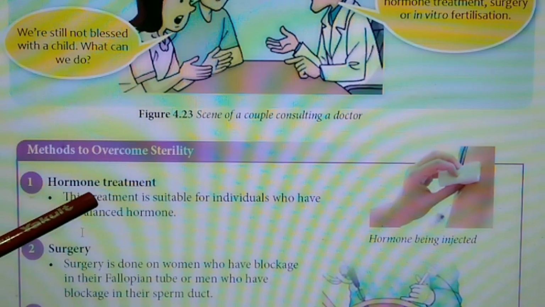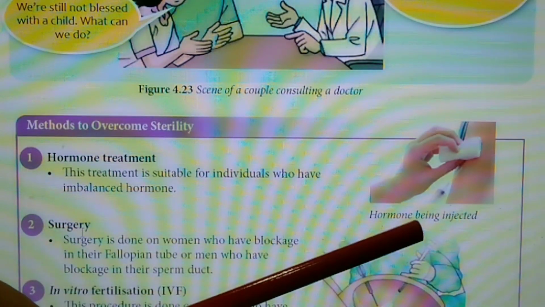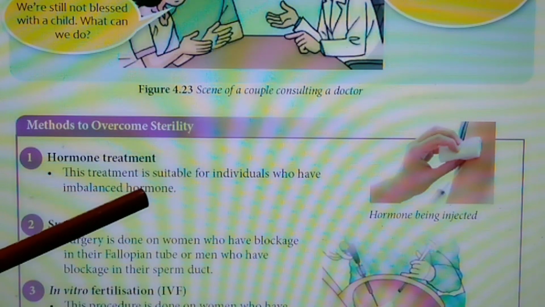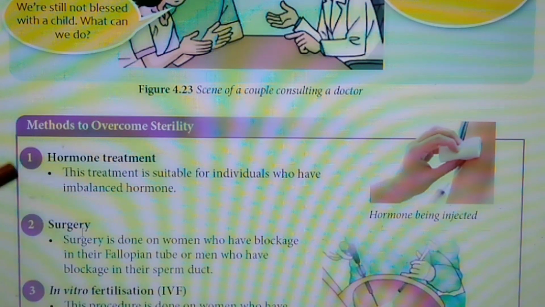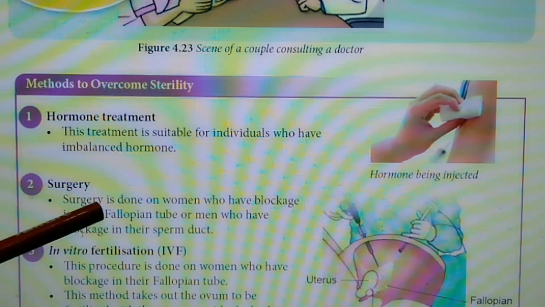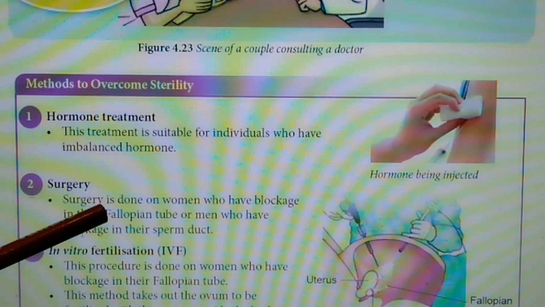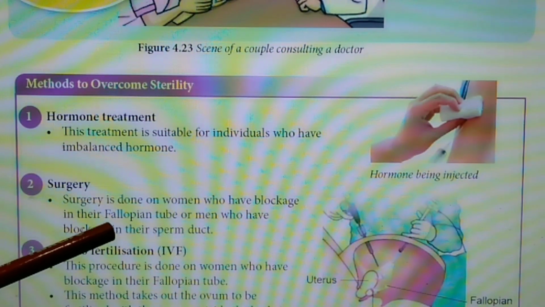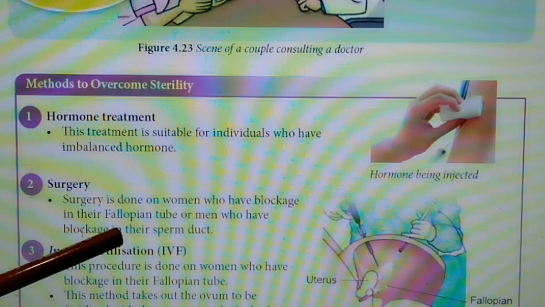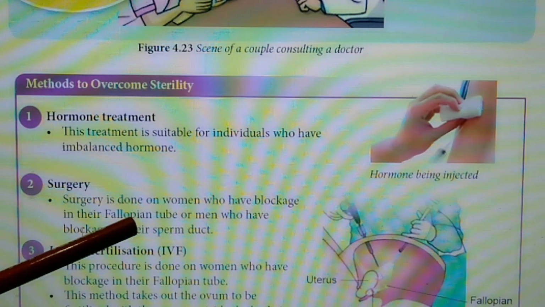This hormone treatment is suitable for individuals who have imbalanced hormones. Hormone will be injected into the male or female or both in order to overcome the sterility. Second is surgery. Surgery is done on women who have blockage in the fallopian tube or men who have blockage in their sperm duct. So if the female has a problem, for example at the fallopian tube, a surgery will be conducted. Or if a male has a blockage in the sperm duct, he will undergo a surgery.